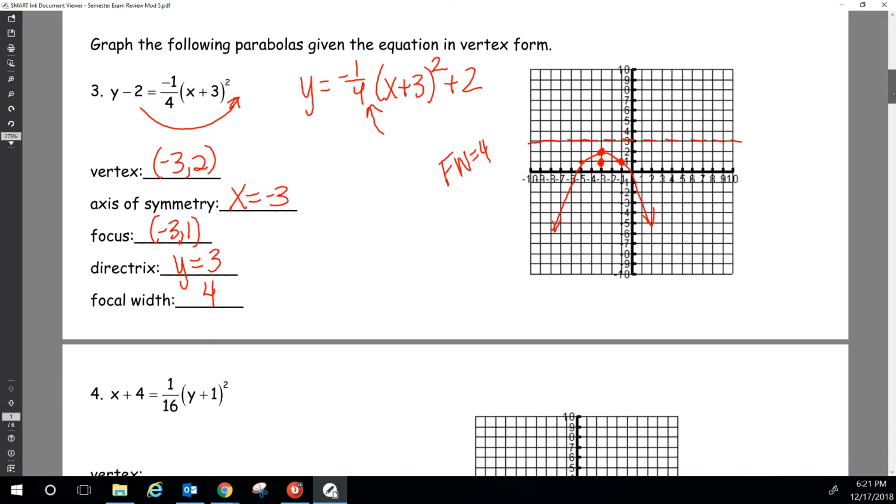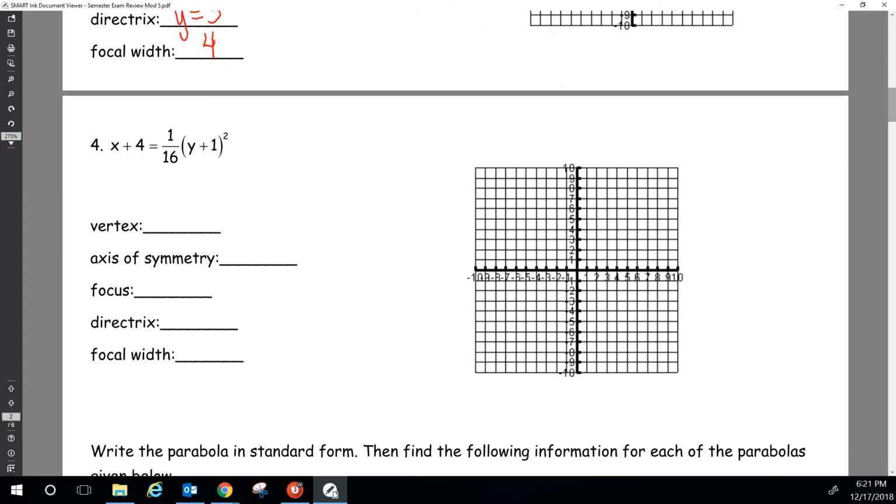All right, number 4. Again, I'm going to scoot this over to find my vertex. x is equal to 1/16 (y plus 1) squared minus 4. My vertex then is going to be the same for the x, opposite for the y because it's the one inside the parentheses this time. Axis of symmetry is this time going through y, so it's y equals -1. And let's graph that. So I've got a vertex at -4, -1.